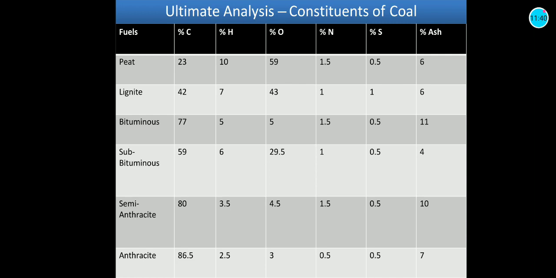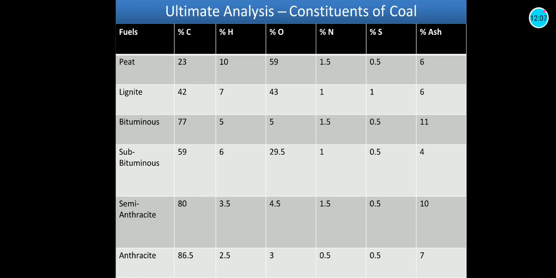Okay, then next one is subbituminous, the percentage of carbon is 59%, then percentage of hydrogen in subbituminous is 6, then percentage of oxygen is 29.5, then percentage of nitrogen is 1, then percentage of sulfur is 0.5, then percentage of ash content is 4.